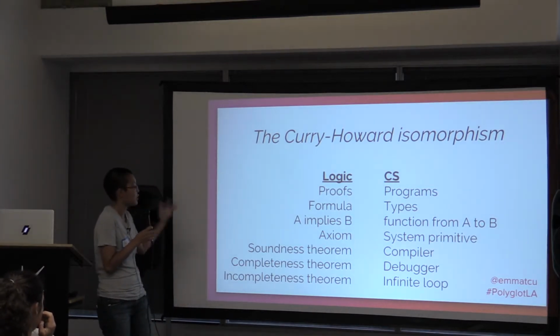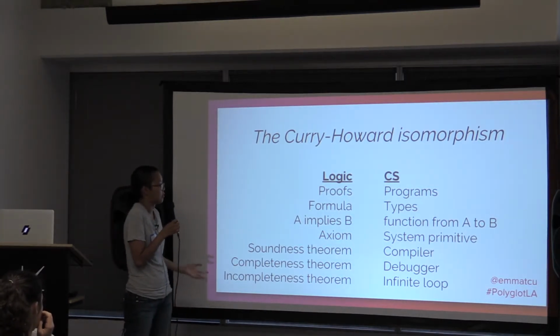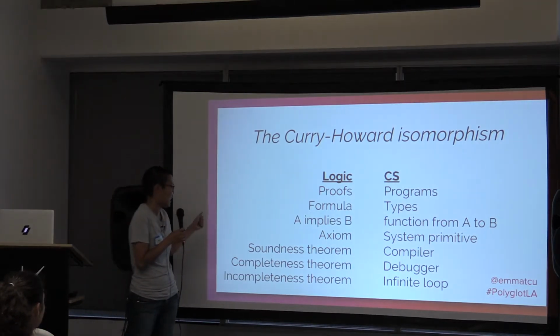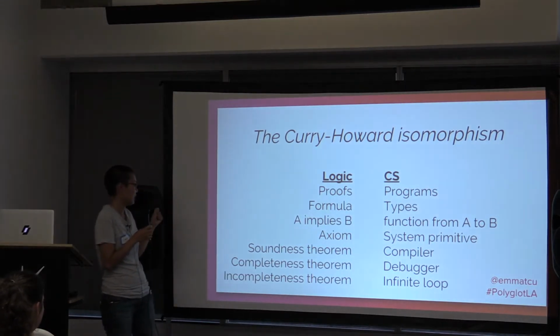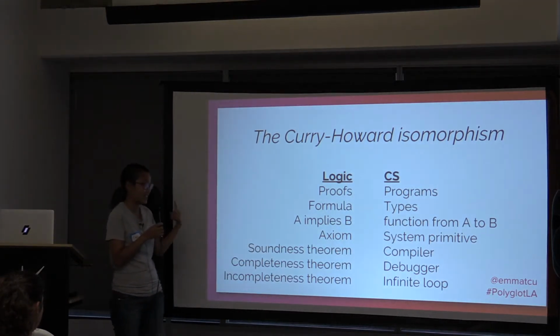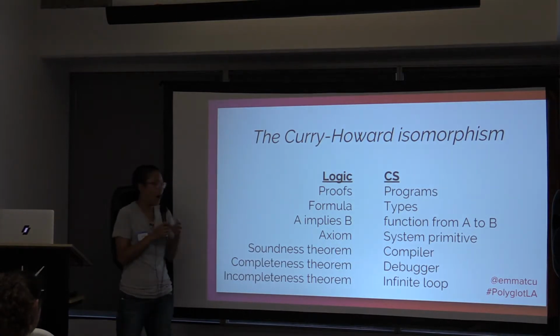So you get other things out of the Curry-Howard isomorphism, and at the bottom are some really neat ideas where, let's say, if you can prove something is incomplete, you've also now suggested that it can get caught in an infinite loop.